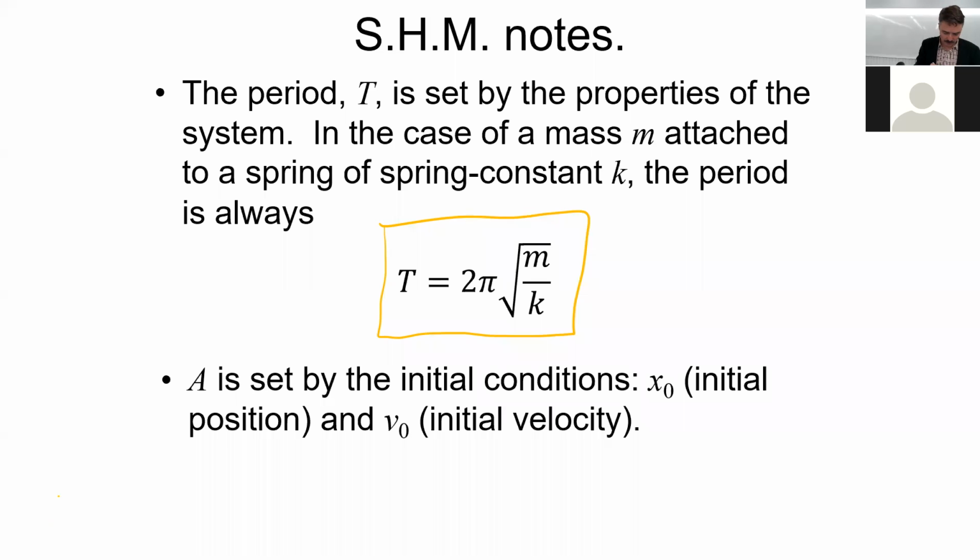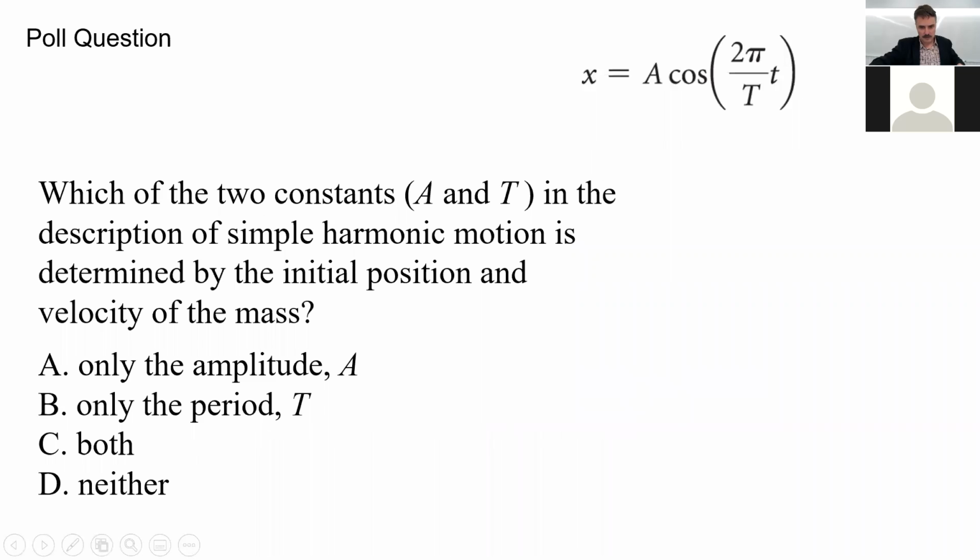Okay. So let's do a quick poll question, see if we're following this. Which of the two constants, A and T. So there's these two constants in this equation. So you've got x as a function of little t, right? 2 and pi are constants, obviously. A and T are new constants. So which are determined by the initial position and velocity of the mass? Is it only the amplitude, A? Is it only the period, T? Are they both determined by the initial position and velocity, or are neither of them determined by the initial position and velocity?